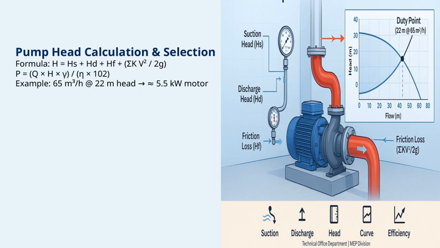Once we have the total head, we can determine the power required, P, using this formula. P equals the flow rate Q times the head H times the specific weight gamma, divided by the pump efficiency, eta times 102 to convert units appropriately. To make this concrete, let's consider an example. Pumping 65 cubic meters per hour at a head of 22 meters. When you run through the calculations, you find that this setup requires roughly a 5.5 kilowatt motor. This example highlights how these formulas directly inform us about the motor size needed, ensuring that we select a pump that's efficient and capable of handling the system's demands.